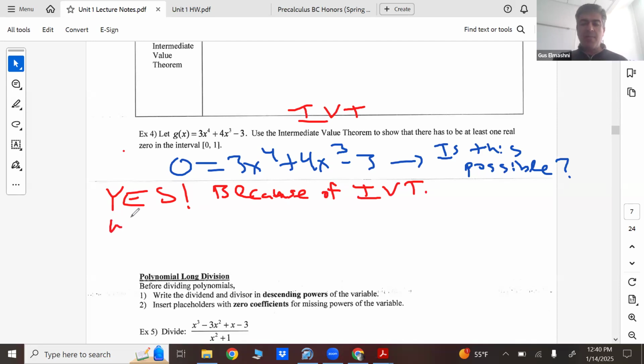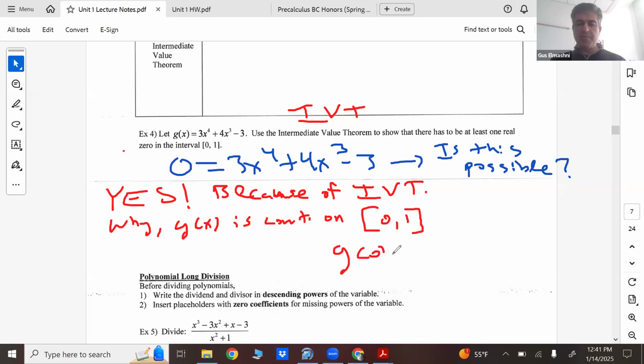And g of x, that's a terrible looking g, is continuous on my interval from 0 to 1. So let's do it. What's g of 0, guys? And what's g of 1? Great.